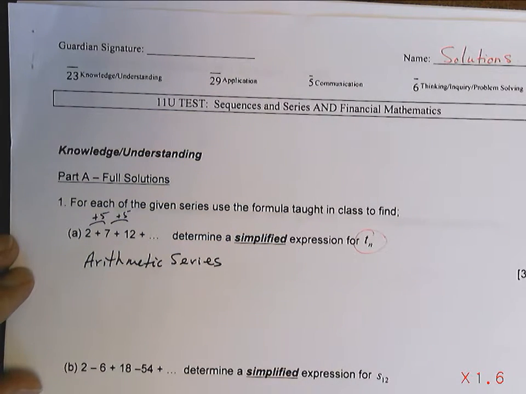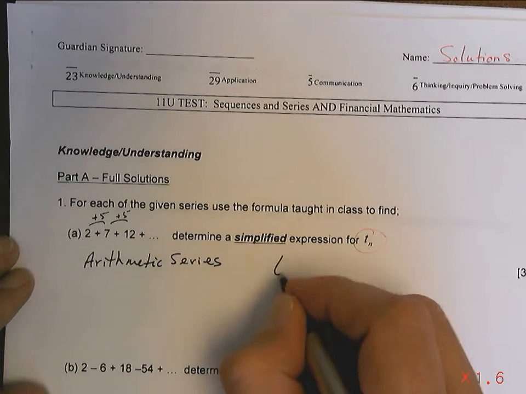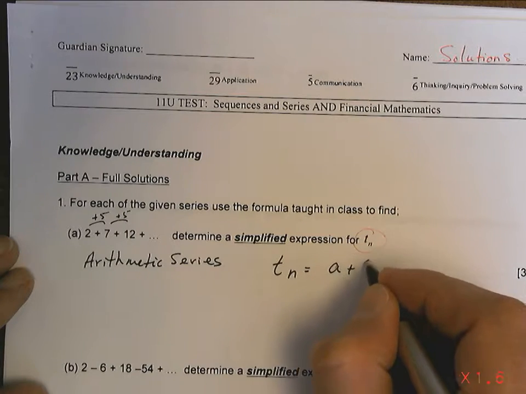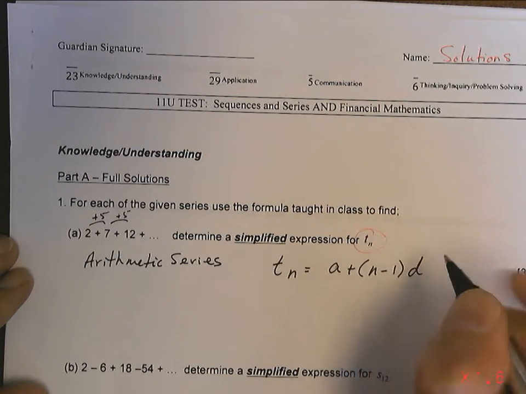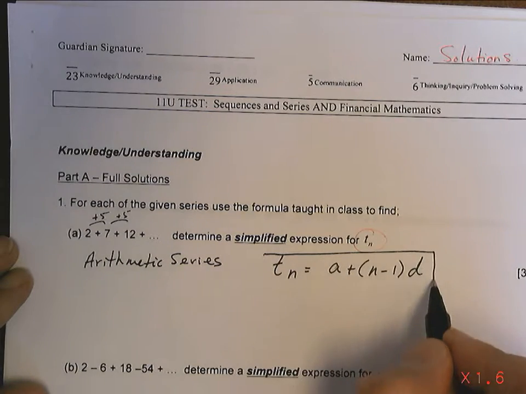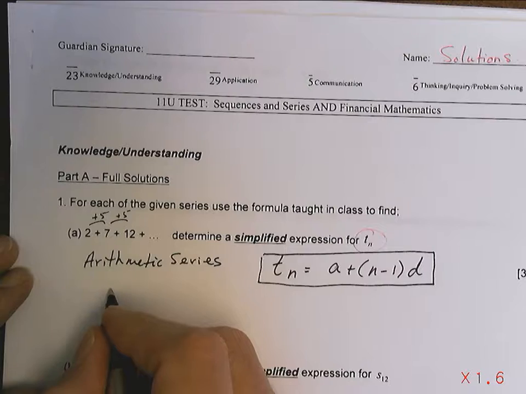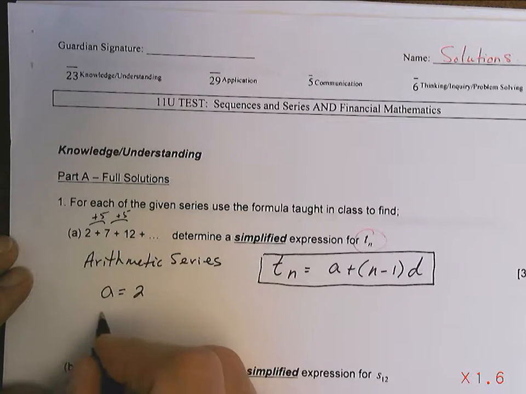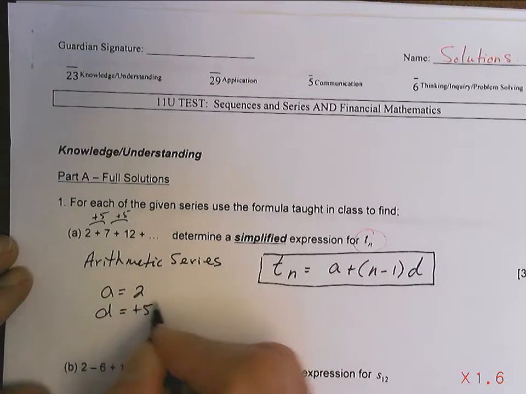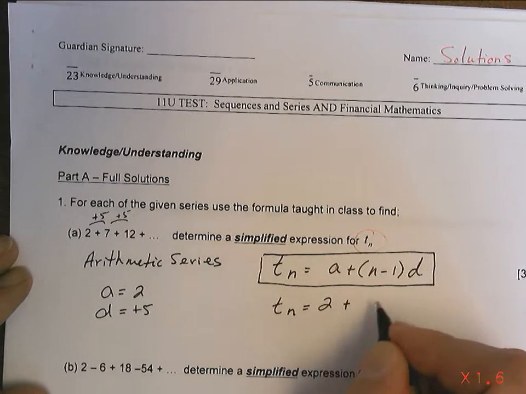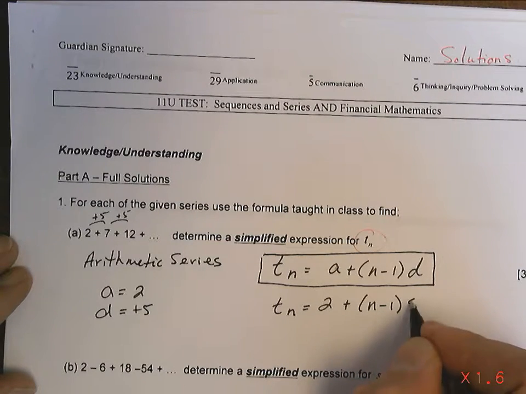Okay, so if it's an arithmetic series, that means that it has a formula for its T sub n term. That formula is a plus n minus 1 d. If you use the wrong formula here, everything will fall apart. In this case, we know that a equals 2, and the difference is plus 5. So T sub n will simply be 2 plus n minus 1 times 5.